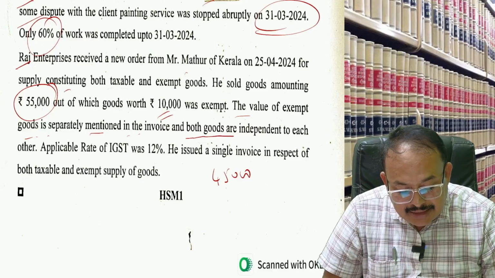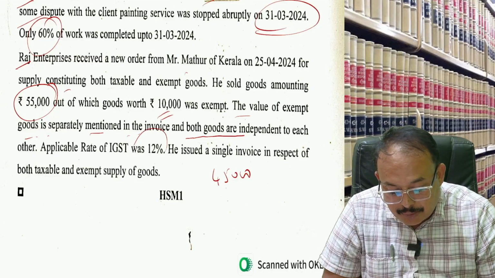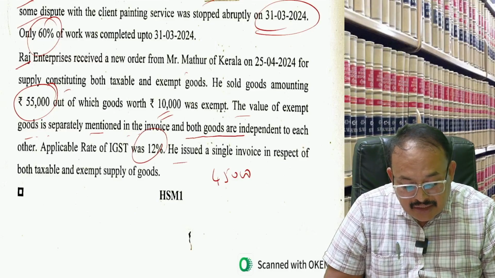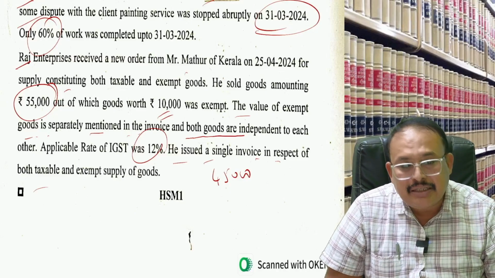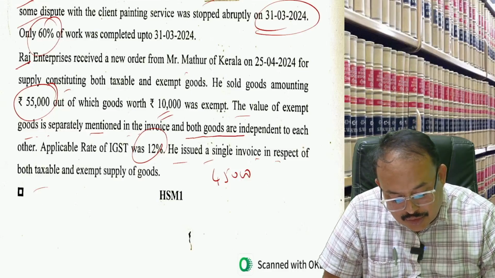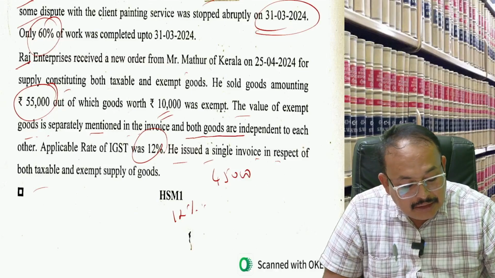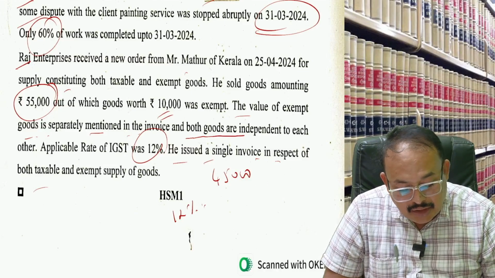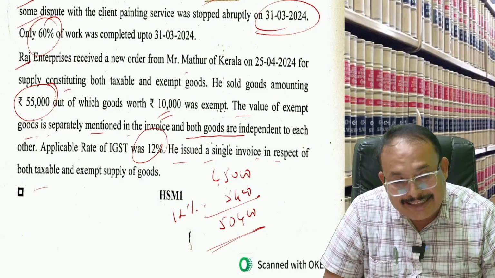And both the goods are independent of each other. Very good. So not a composite supply. Applicable rate of GST 12%. He issued a single invoice in respect of both taxable and exempt supply. Very good. So rate of GST 12% on taxable goods: on 45,000, 12% GST because taxable goods. So 5,400. Total invoice price 50,400 taxable price, and exempt supply 10,000.